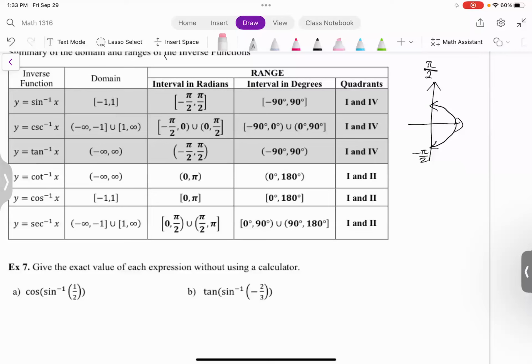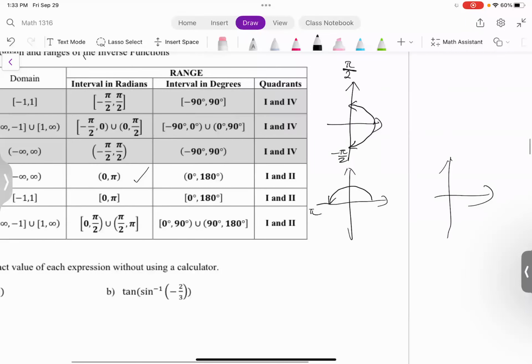How about the other three? Cotangent, cosine, and secant. For the inverse of cotangent, the domain is from -infinity to infinity. And the interval, so we did the conclusion, is between 0 and pi, in the first and second quadrant. For the cotangent, it is from 0 to pi, because I remember the graph of cotangent is decreasing from 0 to pi. So from this interval, I'm having an inverse function. So I chose from 0 to pi.